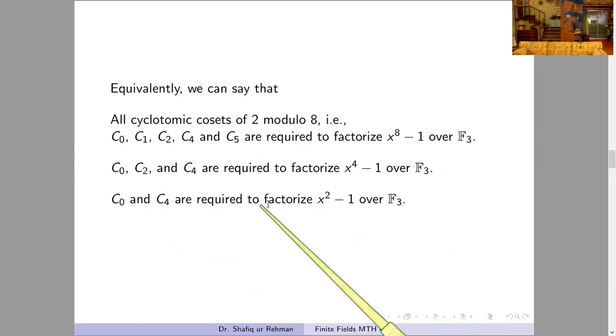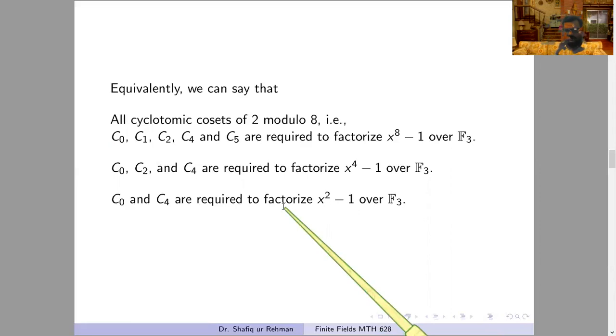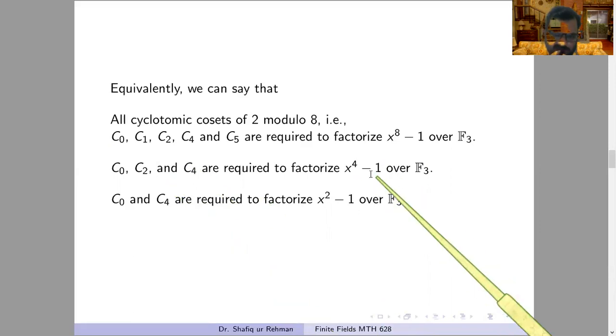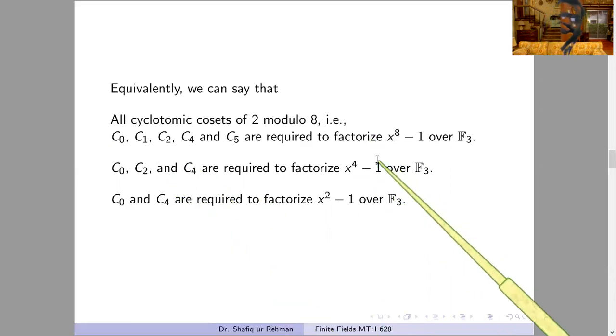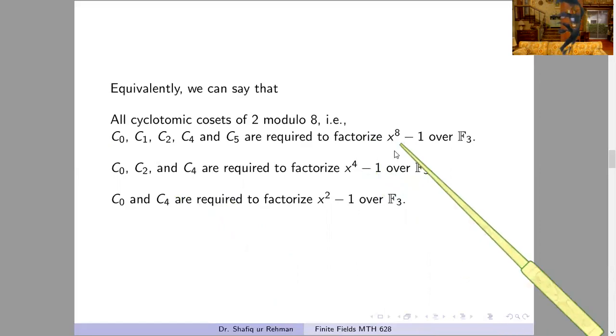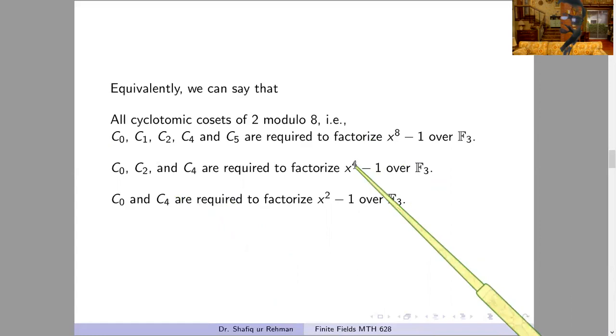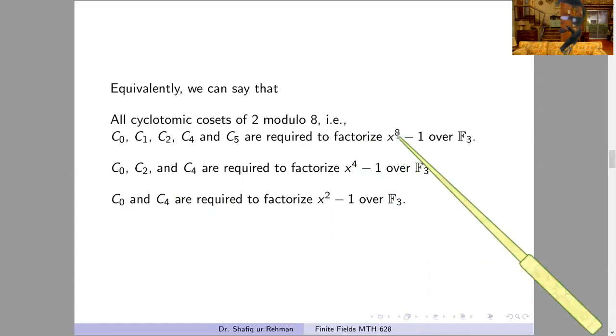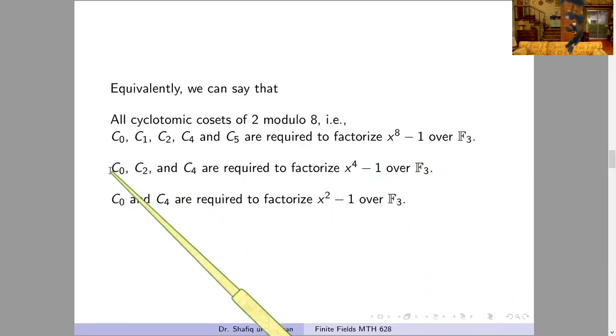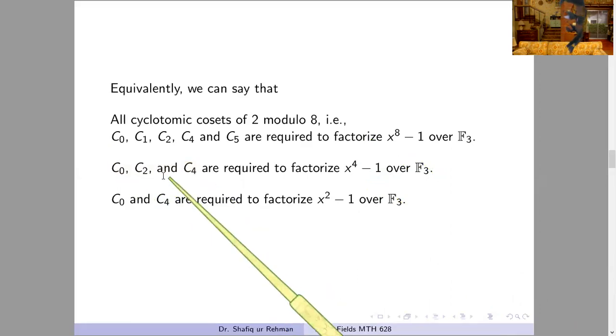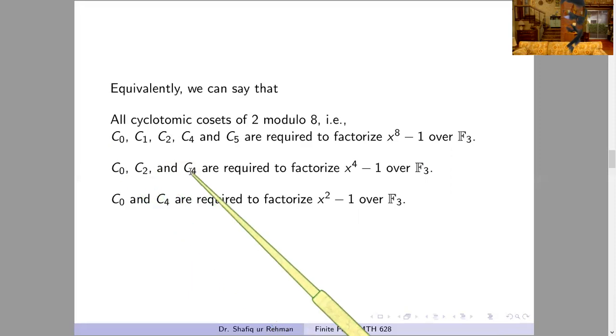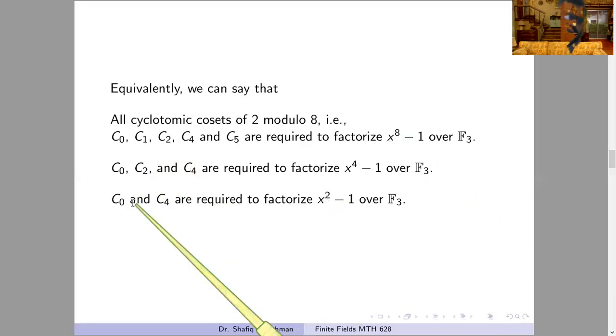So this is some observation, and we will prove this type of property in general in the next results. That is our plan in the next, to prove such a result based on this type of property. Again, see here we have x power 4 minus 1, we divide 8 by 4, we get 2. So all the cyclotomic cosets here, 0, 2, 4, are divisible by 2. And here we have 8 over 2 is 4, so all the cyclotomic cosets here are divisible by 4.